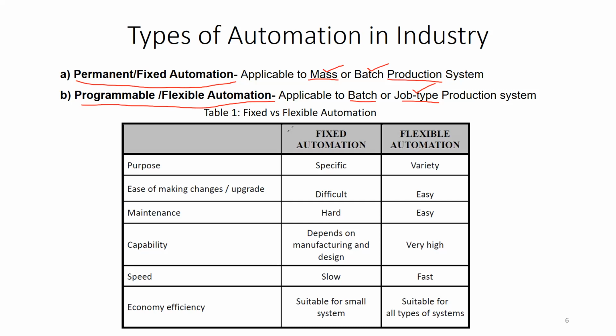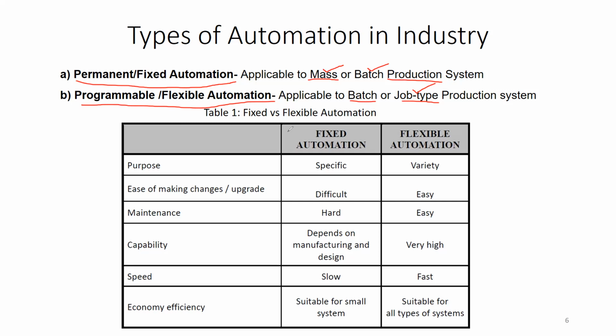Okay, so I think you have understood that if there is an industry producing the same type of product, it will require a permanent or fixed automation. Whereas an industry which is producing the products in batches or a job type of production system, there you will require very fast change in automation or system, because you want to introduce or fit the new system in the same place.